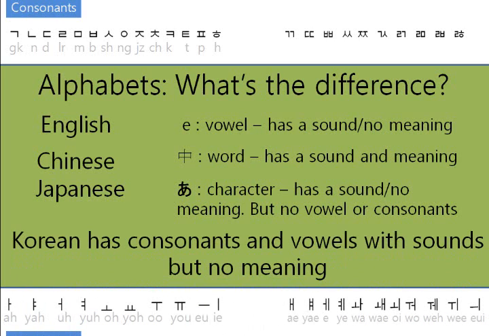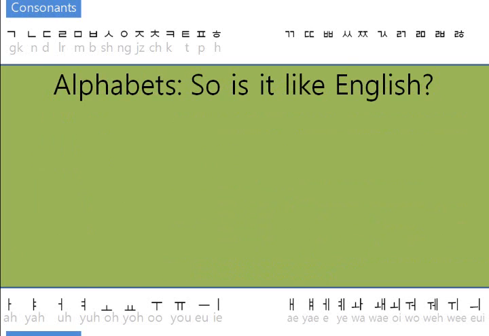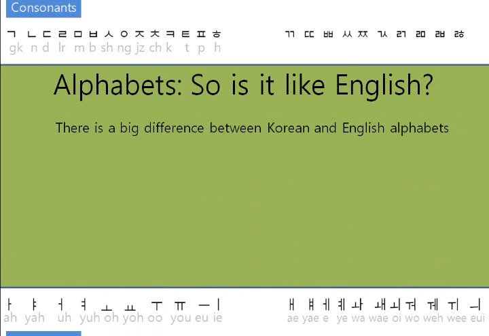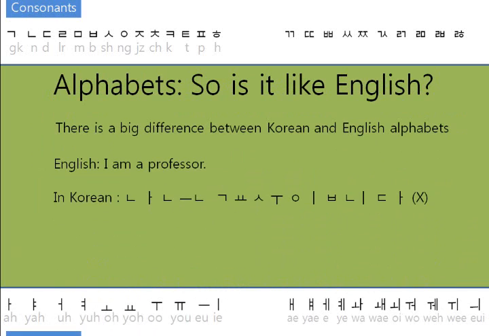But Korean has consonants and vowels with sounds, but no meaning. So in that sense, it's pretty similar to English. But there is one big difference. It's not like English. So let's take a look at this.